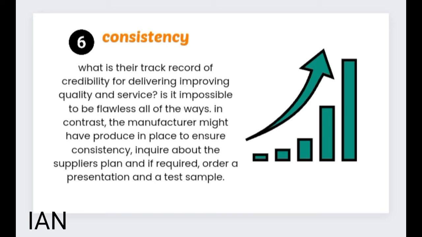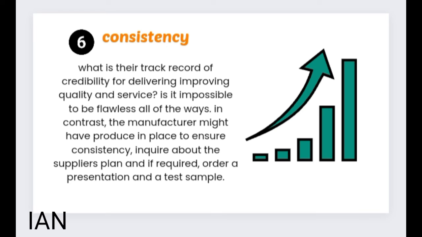Number 6, consistency. What is their track record of credibility for delivering improving quality and service? It is impossible to be flawless in all ways. In contrast, the manufacturer might have produced in a place to ensure consistency, and require a supplier plan, a presentation, and a test sample.